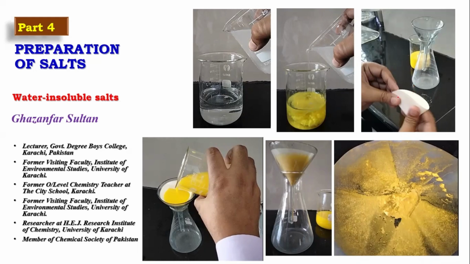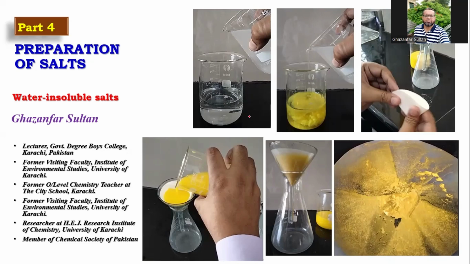These precipitates are separated by the filtration process. Here filtration is being done. Then after filtration, we wash the precipitate and we get the pure precipitate of our required compound. We will see in detail in other slides.